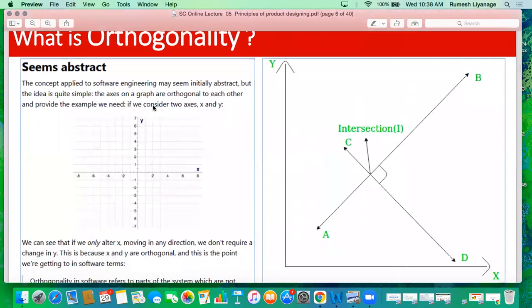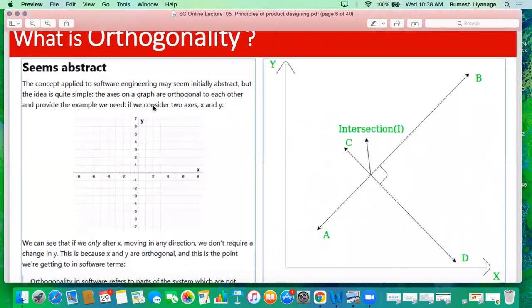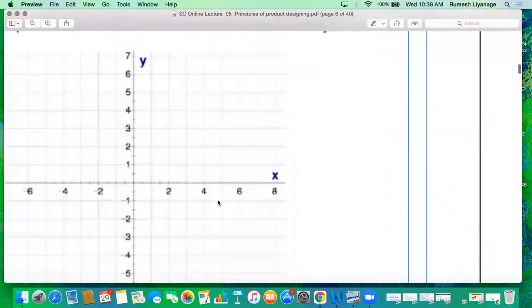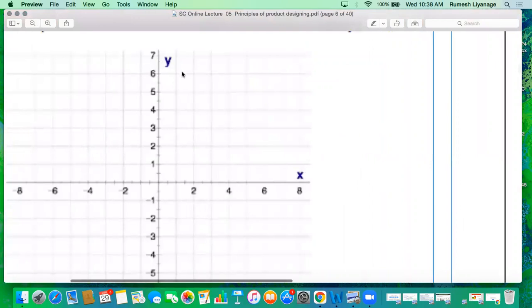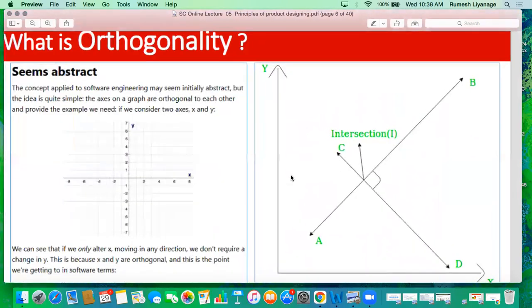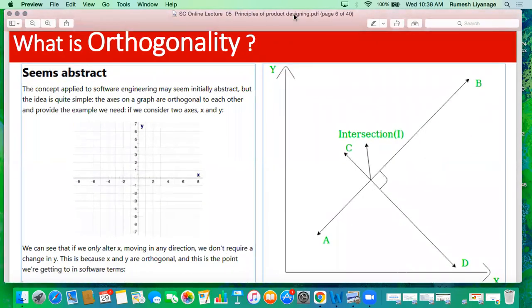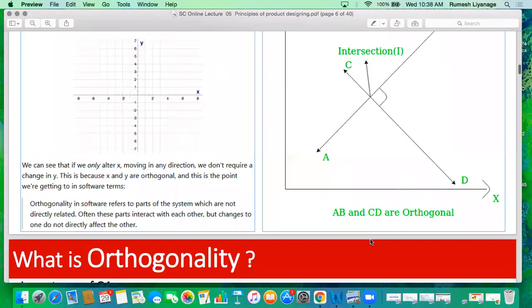And when it comes to software engineering, we also use orthogonal design. Here you also can see the effects are not there. It means independent. So here there are 2 axes, x and y. What happens when we change the x while maintaining the y as constant? It means we are not changing the y, but we are changing x. So you can get this type of graph, right? So it means those are orthogonal.